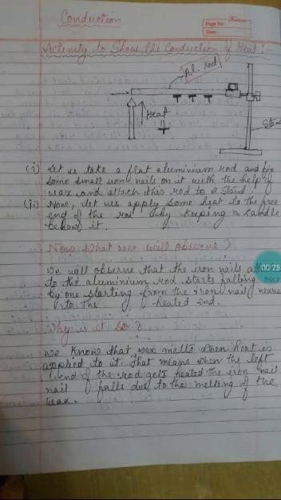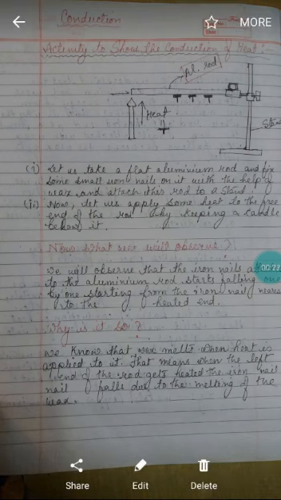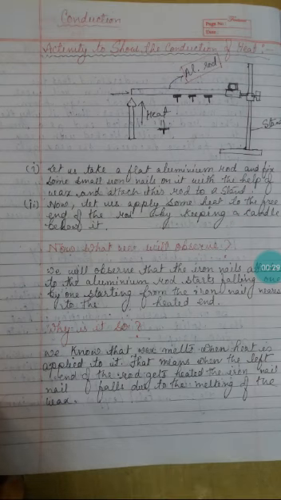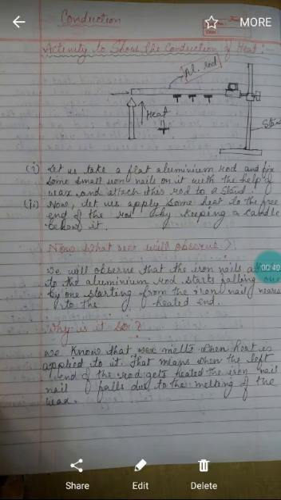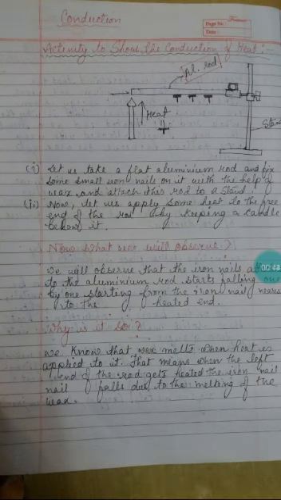Our first step will be, let us take a flat aluminum rod and fix some small iron nails on it with the help of wax and attach this rod to a stand. As you can see in this diagram. Now the next step will be, let us apply some heat to the free end. Free end means the left end, which is free, which is not attached to anything. So we are applying some heat to the free end of the rod by keeping a candle below it.